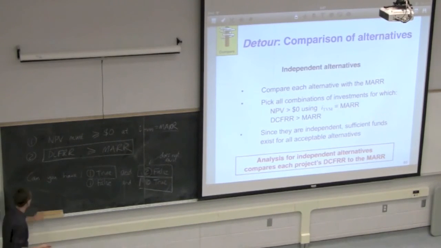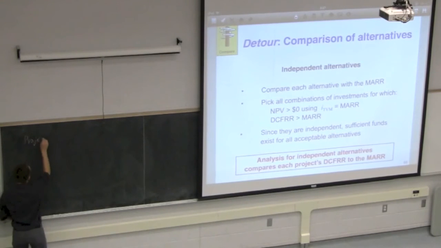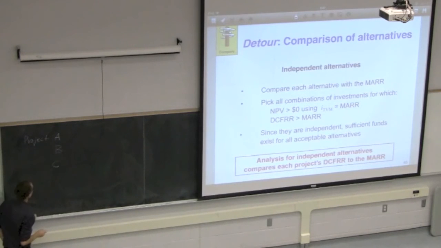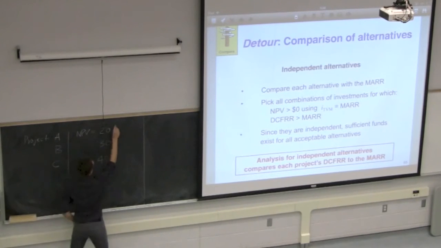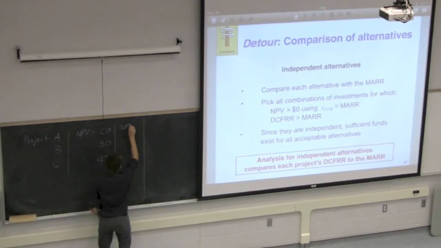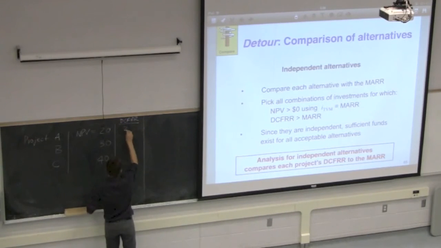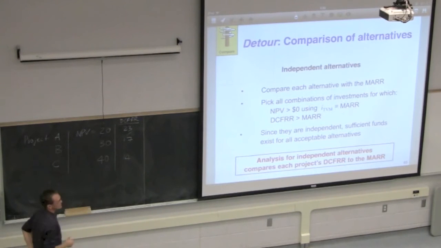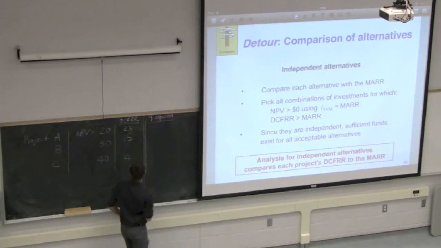Okay. So let's say this is similar to that tutorial question that we had. Let's take a different example. Project A, B, and let's make this interesting and add project C. This project has NPV equal to $20,000, this project has NPV equal to $30,000, and this project has NPV equal to $40,000. Let's take a look at the DCFRRs for each of these projects. And then let's look at the dollars required to be invested.